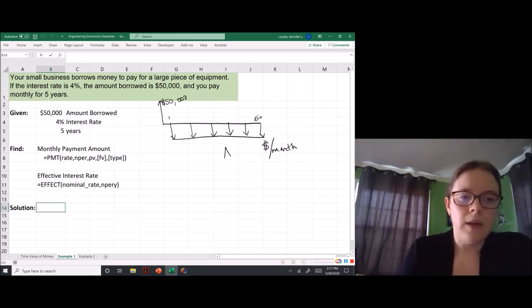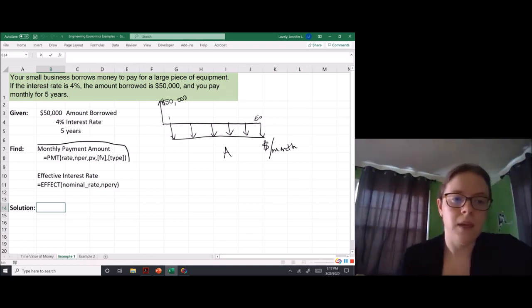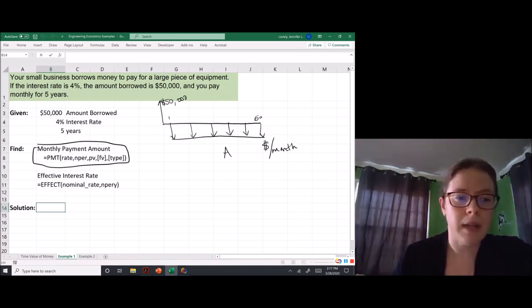Okay, so here I have the function that we would use in Excel. It's equal sign PMT. Then we have to have the rate, the N periods, the present value, future value is optional, and then the type is optional. So I'm going to show you what each of those is. So I'm going to put an equal sign. I'm going to type in PMT.